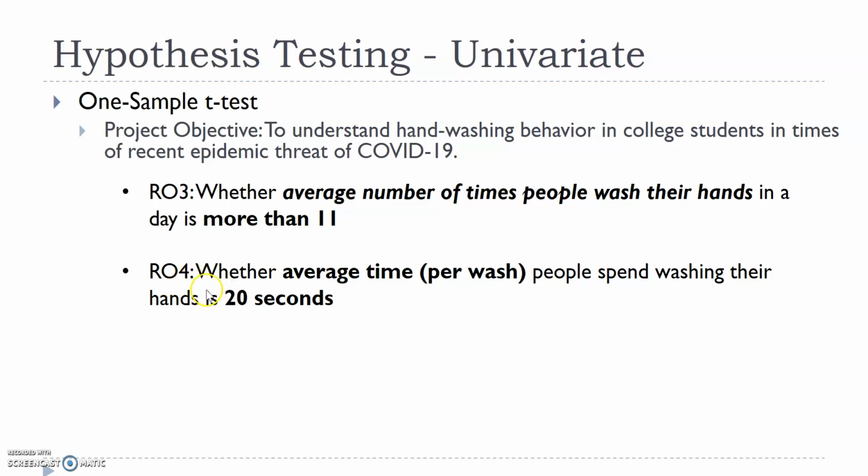In research objective 2, I do not have a directional property attached to it. What it means is, when I say whether the time people spend washing their hands is 20 seconds or not, right? I just want to understand whether it is 20 seconds or not. It can be either greater than 20 seconds or less than 20 seconds, right? So it does not have a certain directional property to it. It can be either less than or greater than. In that case, it will be a two-tail test. Okay. So we'll see how the approach of calculation varies for both the one-tail and two-tail tests. So let's go to the next slide.